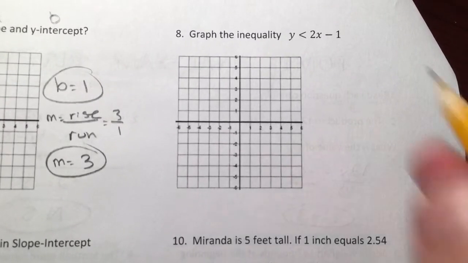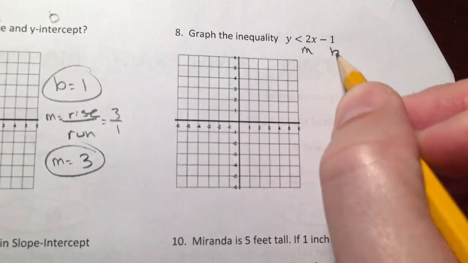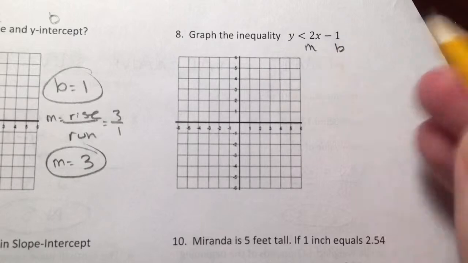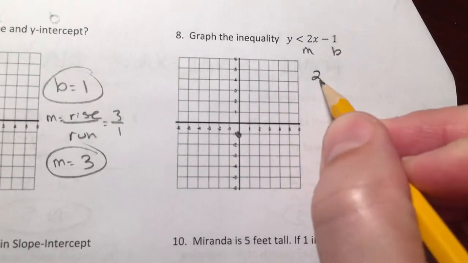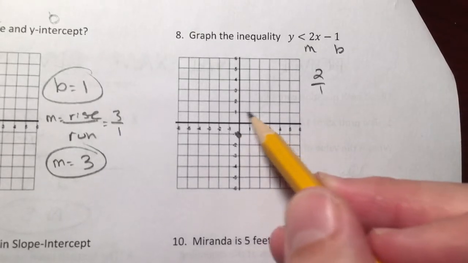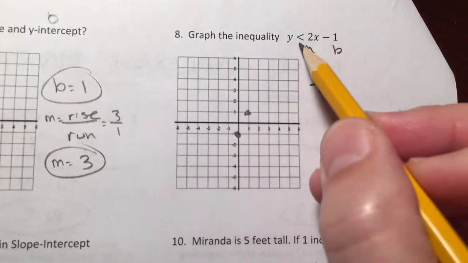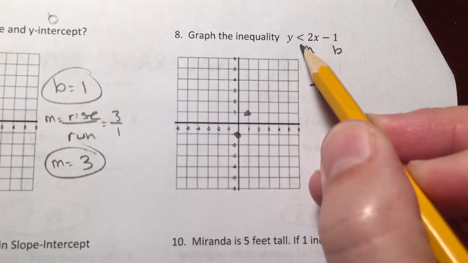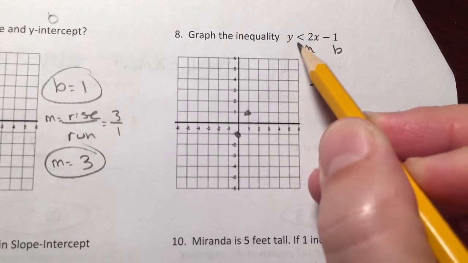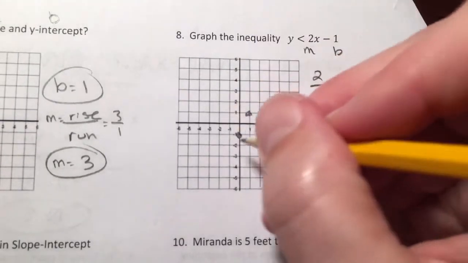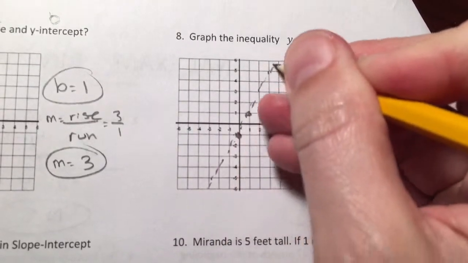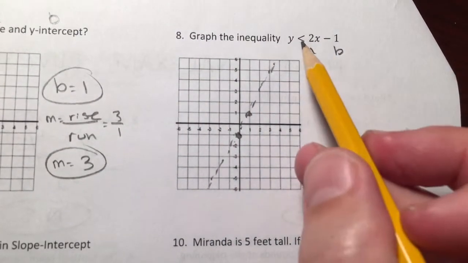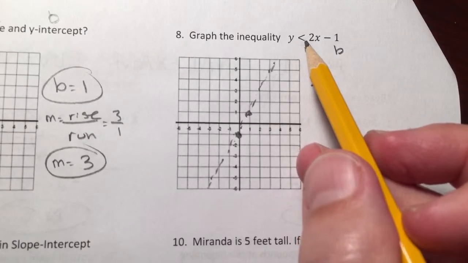Graphing the inequality. There's your m, there's your b. Plot the b first. -1. 2, remember that's 2 over 1, so rise 2, run 1. What kind of line am I going to make here? Dotted, because it does not have the or equals to bar underneath. So a dotted line all the way across the whole graph. Where do I shade? I shade below because y is less than.